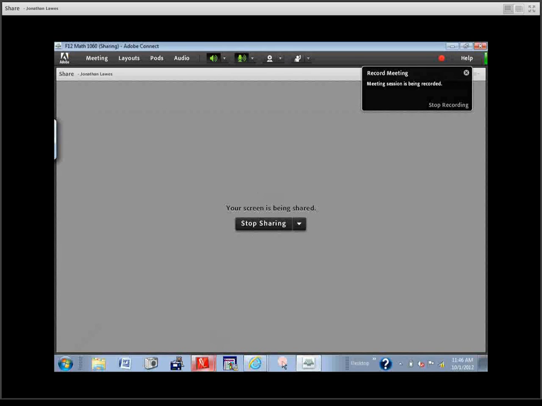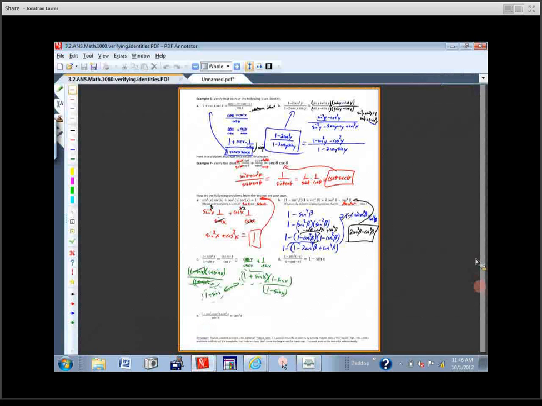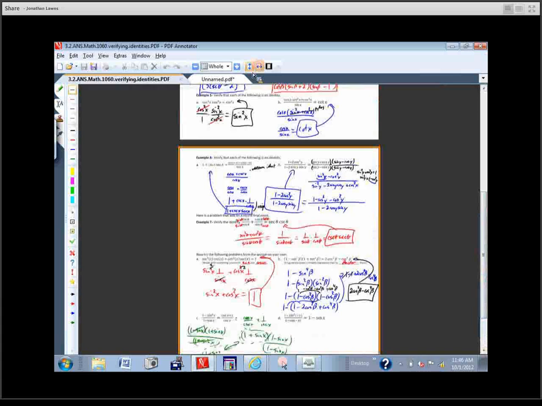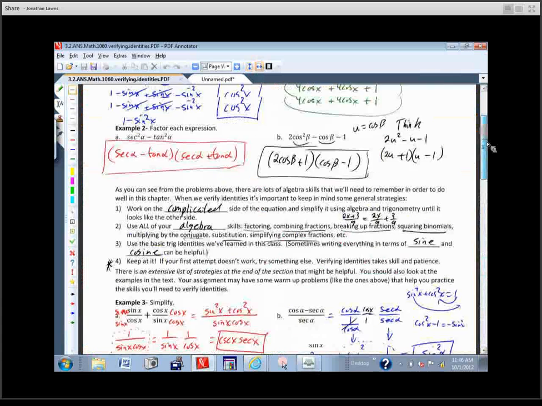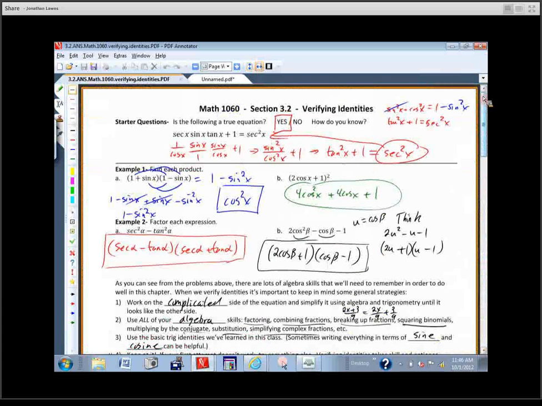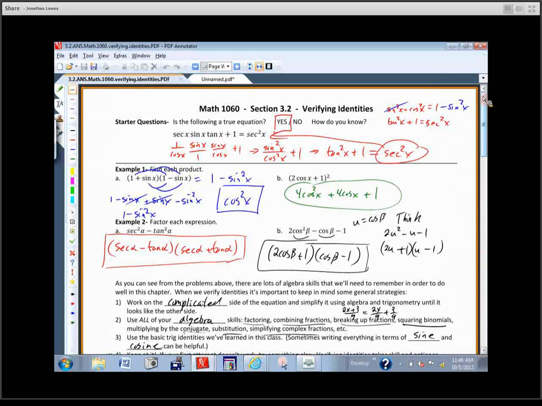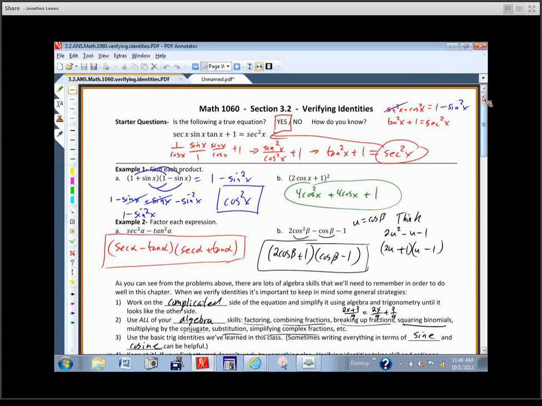Okay, so let's come back here and take a look at 3.2. Okay, so we started off, and actually the starter question was verifying an identity.